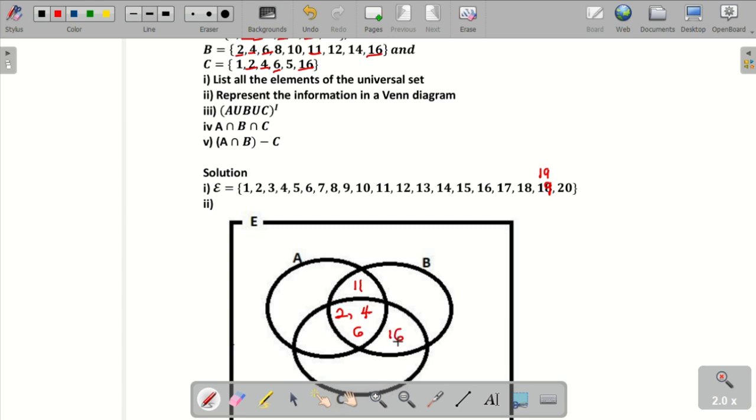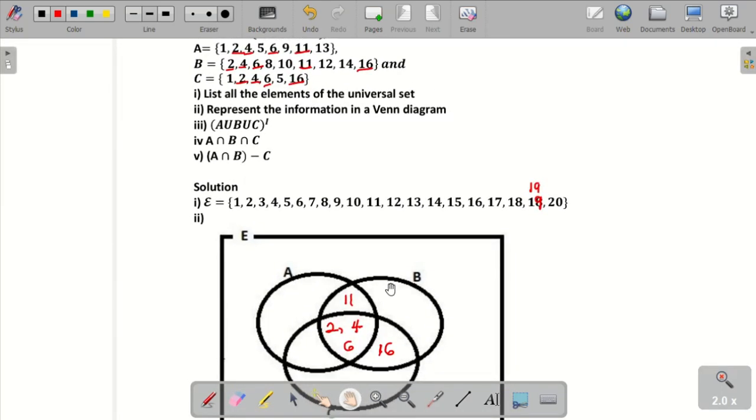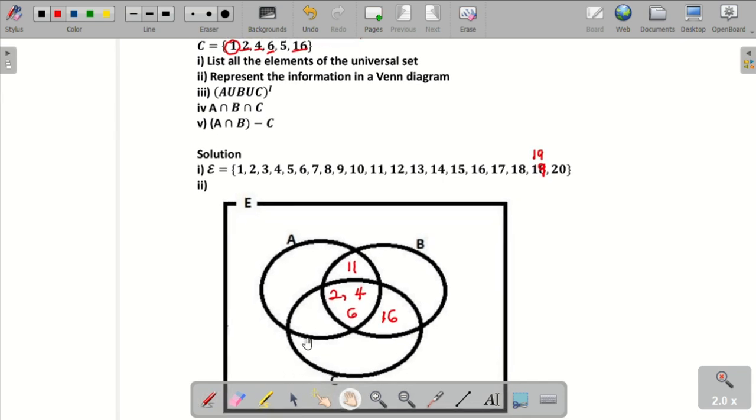Now let's move on. Are there some elements in A that are also present in C, like A intersection C? Yes, 1. We have 1 here and we also have 1 in C. So in that portion for A intersection C, we indicate 1 here. Once we are done with this, we are through with that aspect.